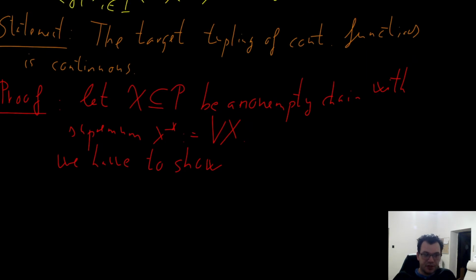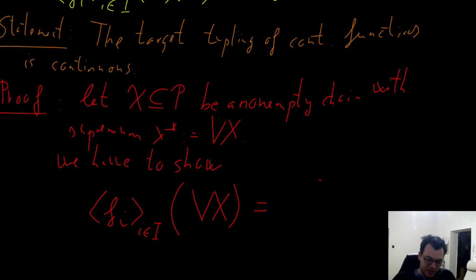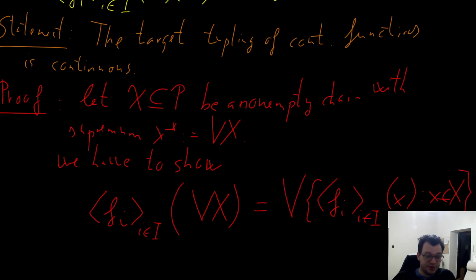that the tupling function, so if I apply the tupled function on the supremum of the X values, then this is the same as taking the tupling function for each X in the set, in the chain, and then take the supremum of these guys. I should prove this. Yeah.